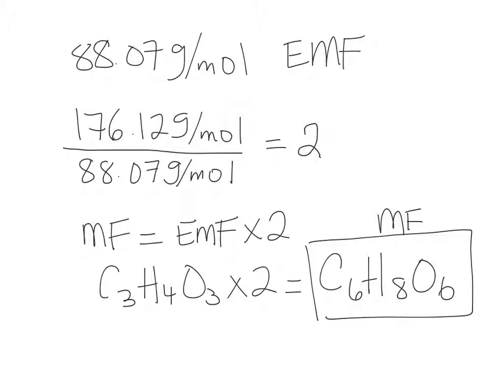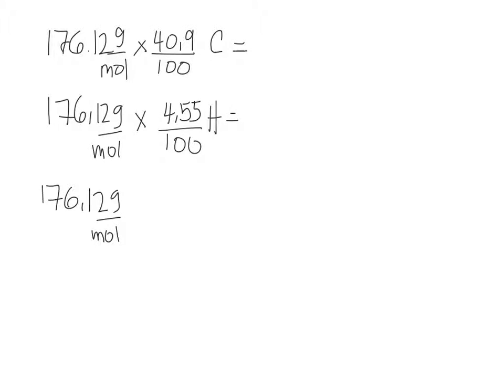So, calculate your empirical formula, figure out the molar mass, divide it into the molar mass, you'll get a number, multiply that by your empirical formula subscripts, which is a lot of work. I can show you a way to do this question with less work. Do you want me to do the same question? Okay.